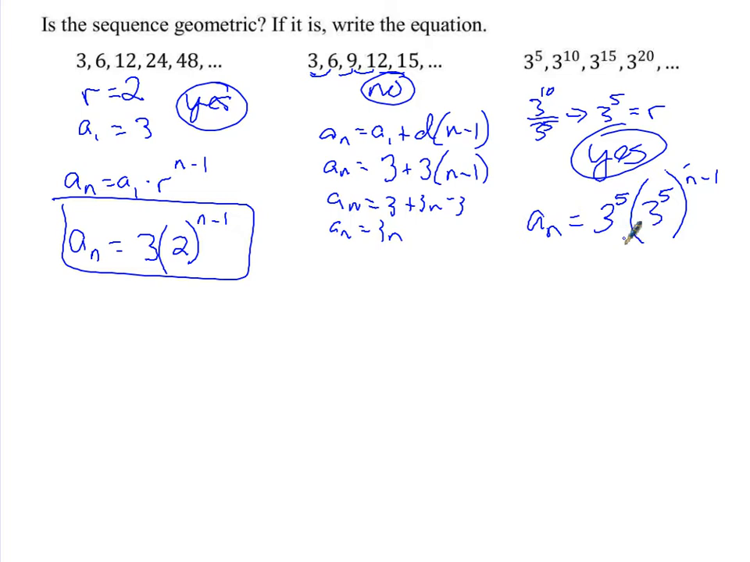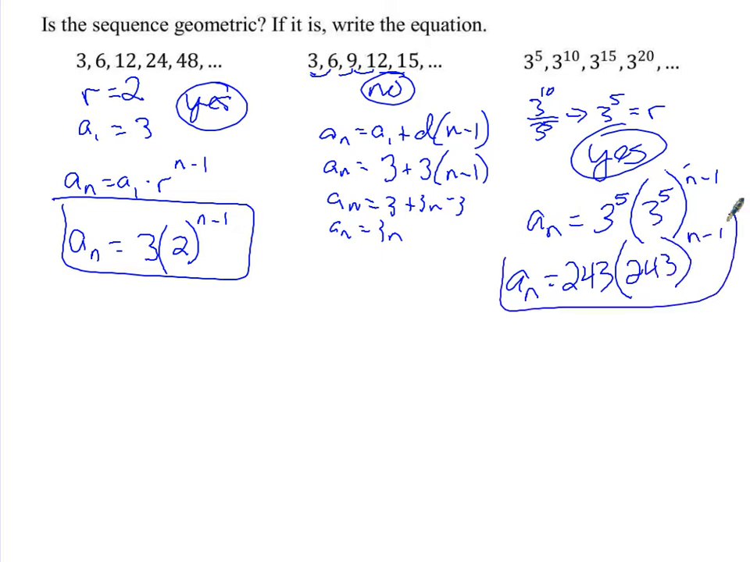So I need to know what 3 to the 5th power is. Three times 3 times 3 times 3 times 3 is 243. So this becomes a sub n equals 243 times 243 to the n minus 1. There's your answer. It shouldn't be very surprising to you that this is what we get, big numbers like that, considering the sequence was already 243 to begin with, and then multiplying by 243 each time.